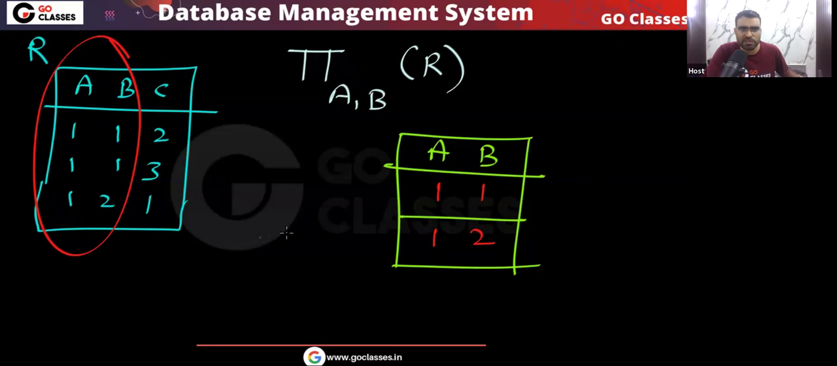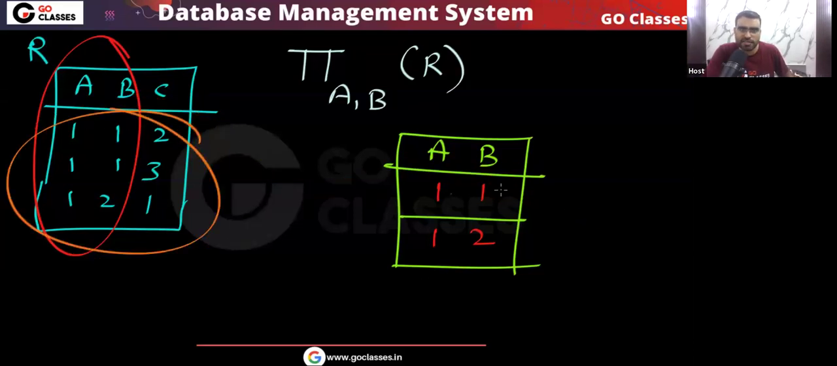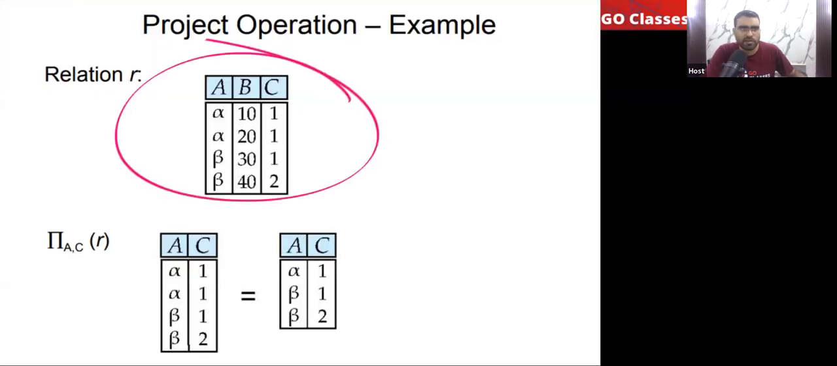Tell me one thing: is the schema changing? This schema and this schema, are they different? Yes, they are different. The schema is changing. Also, the cardinality can change. Here cardinality is 3, here cardinality is 2. So the schema is also changing and the cardinality can also change.